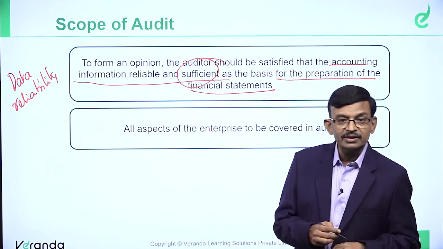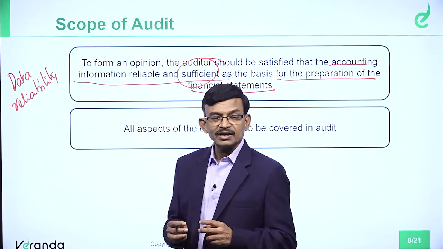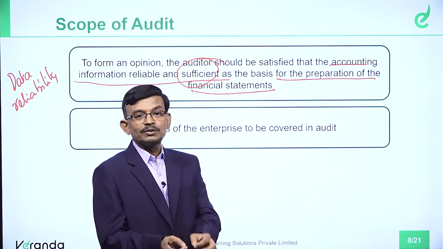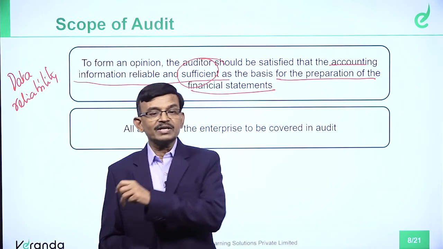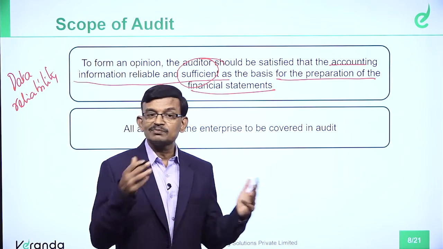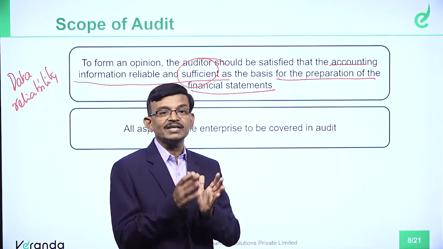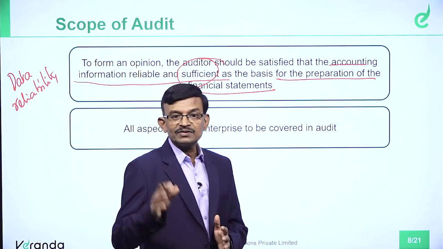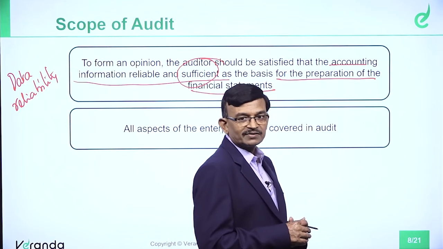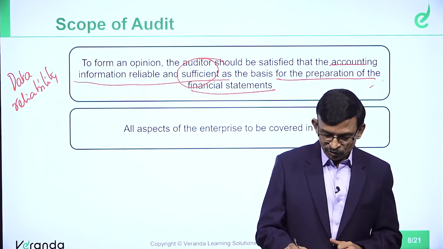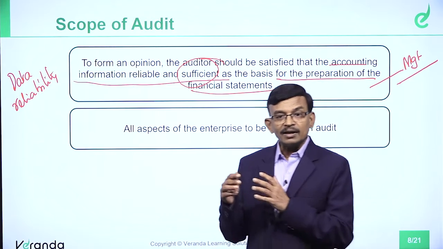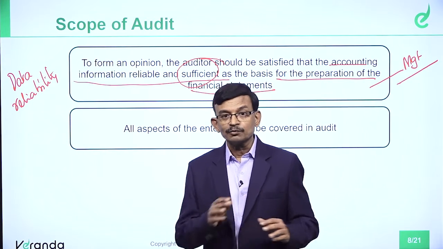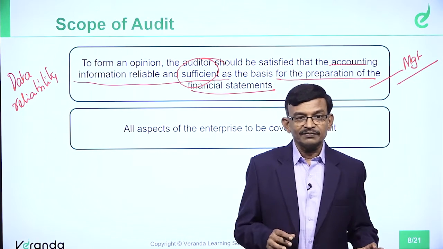Why must it be sufficient? If I am just verifying 2 invoices out of, say, 1 lakh invoices, it may not be a representative sample for all the 1 lakh invoices. So sufficient information has to be obtained, which is the basis for preparation of the financial statement by the management. Preparation of the financial statement is done by the management. We are auditing and expressing an opinion. So preparation is never the work of an auditor.